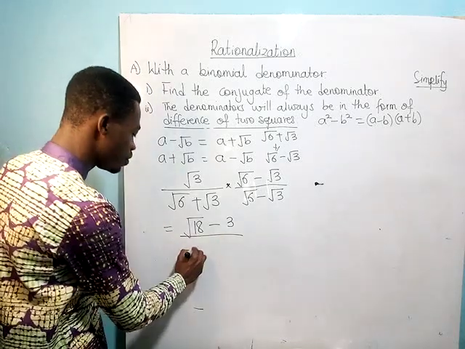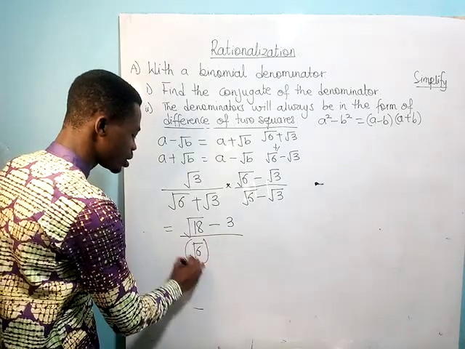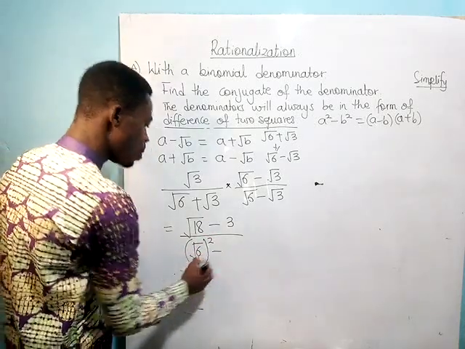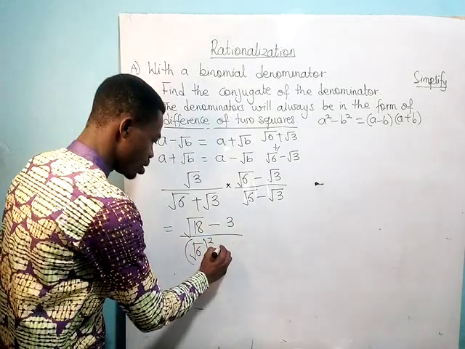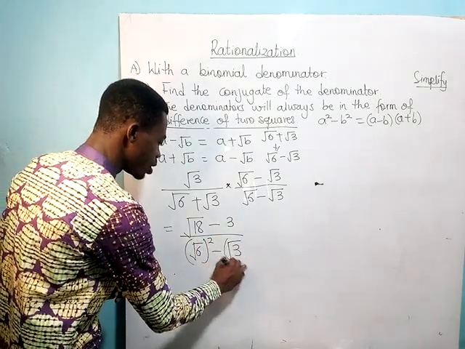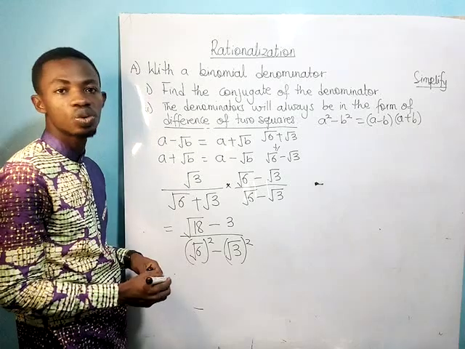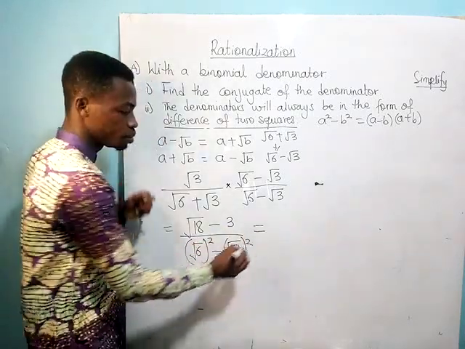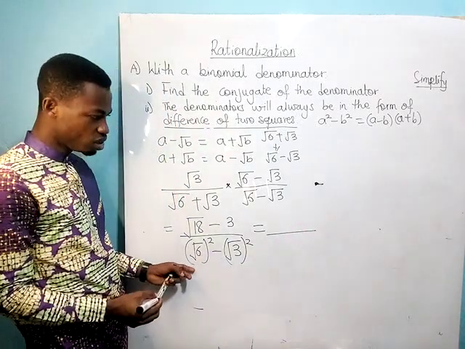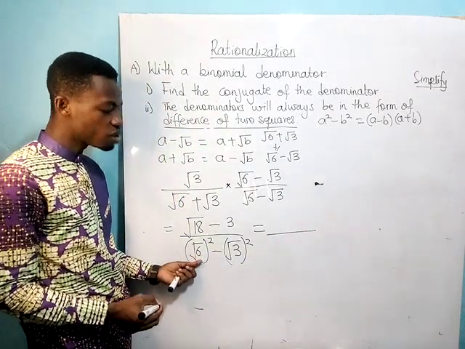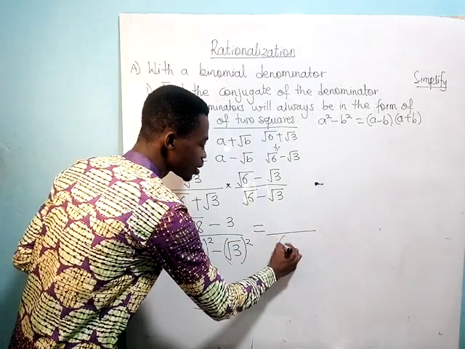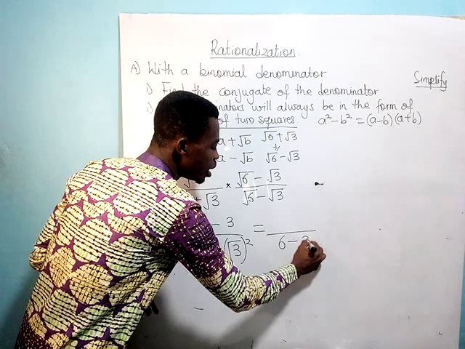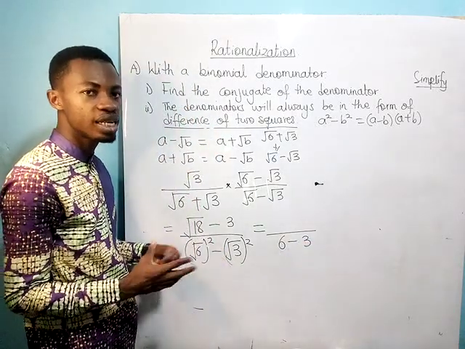So we are going to have square root of 6 to the power 2 minus square root of 3 to the power 2. Now let's move on. Let's deal with the denominator first. Here, square root of 6 to the power 2 is 6. Then square root of 3 to the power 2 is 3. Are we good with this one?